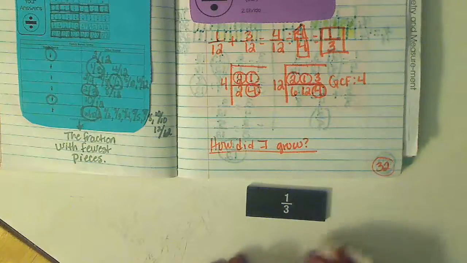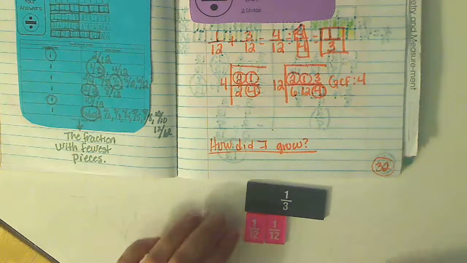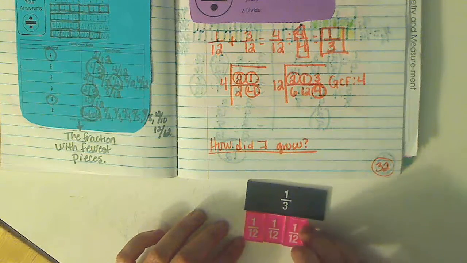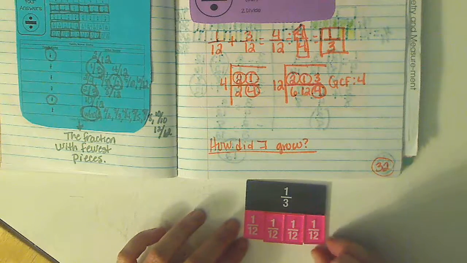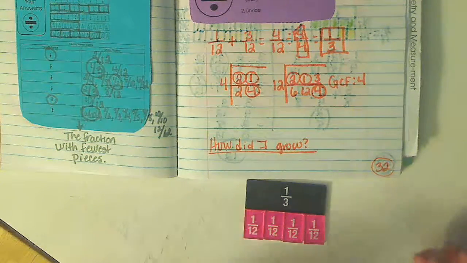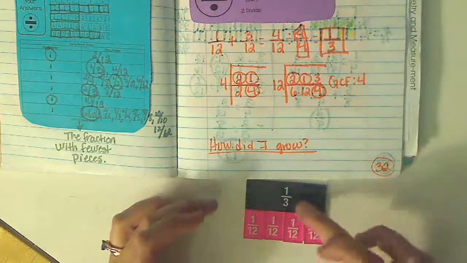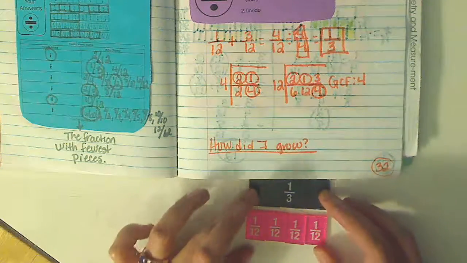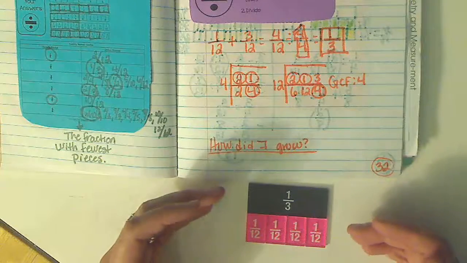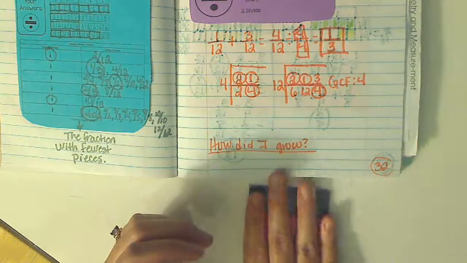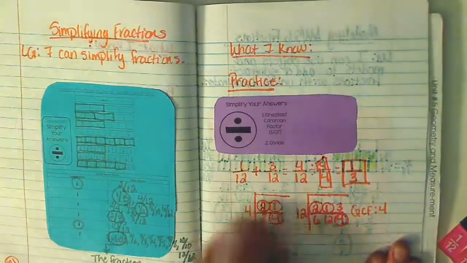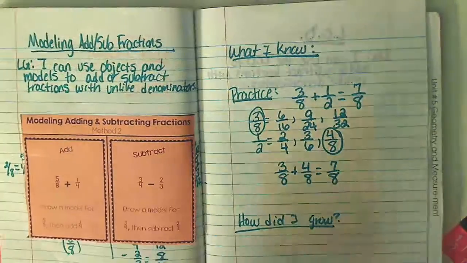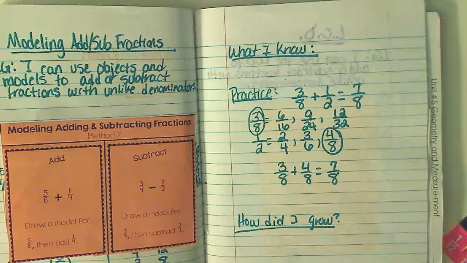If we have our 1/3, we can see that that is the same as the 4/12. And again, it's the simplest form because it's only one piece as opposed to 4 pieces. So that's kind of what we talk about. And it is important to understand simplifying fractions because that moves us on to everybody's favorite, adding and subtracting fractions.